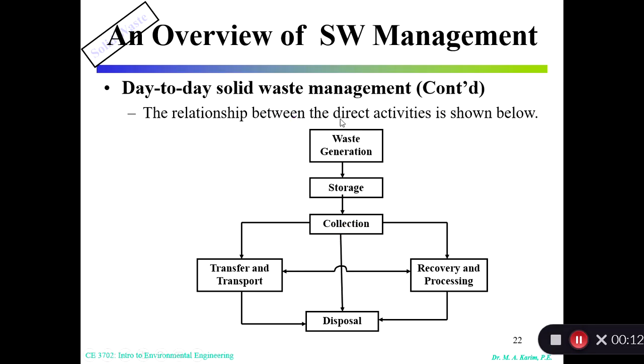So here is the flowchart that shows the day-to-day solid waste management activity. We generate the waste, then store it in our trash can. Then somebody comes and collects it, like once a week. They can take it to a transfer station or to recovery processing, and it can go from transfer to recovery processing and vice versa. From collection it can go directly to the disposal site, and from here it can go to the disposal site also, depending on how much they can recover. And after recovery, the remaining goes to the disposal.